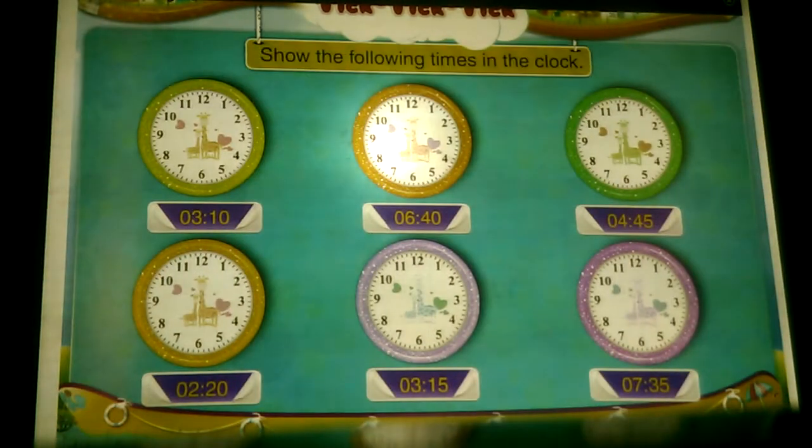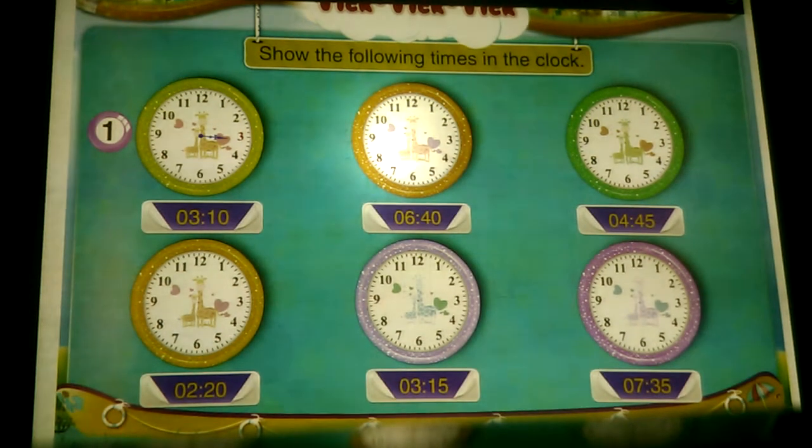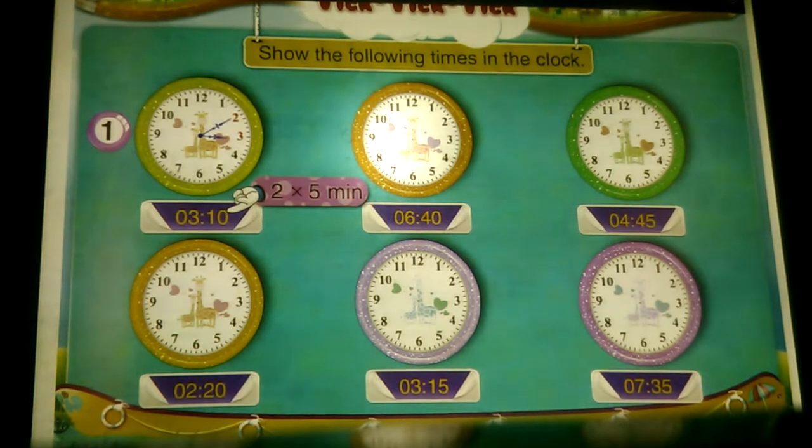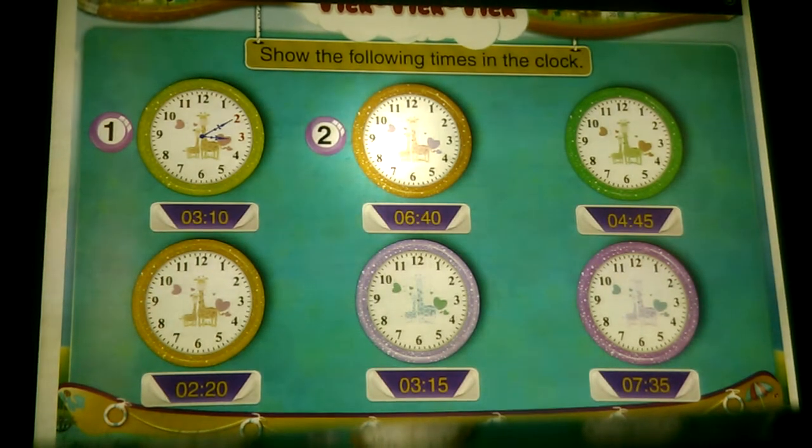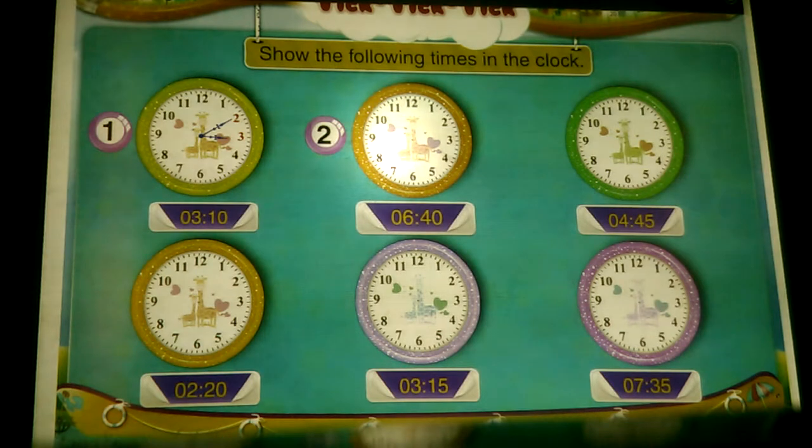Show the following times in the clock. In the first clock, we have to show 3:10. So first, show the hour hand at 3 in this way. 10 minutes means 2 multiplied by 5 minutes. Show the minute hand on the clock, placing it on 2 after 12, in this manner. In the second clock, we have to show 6:40.